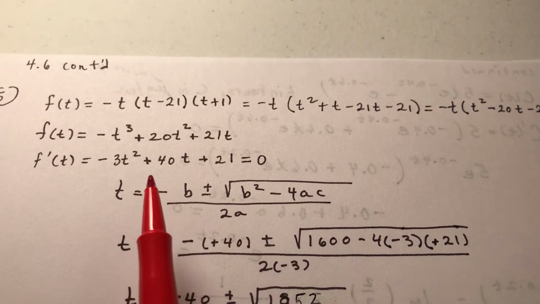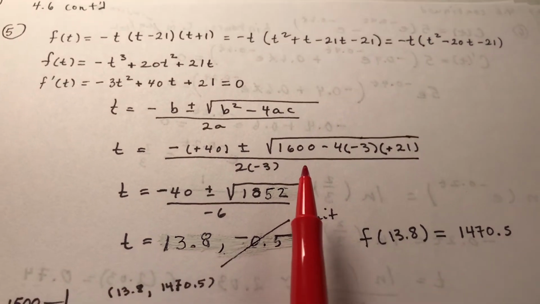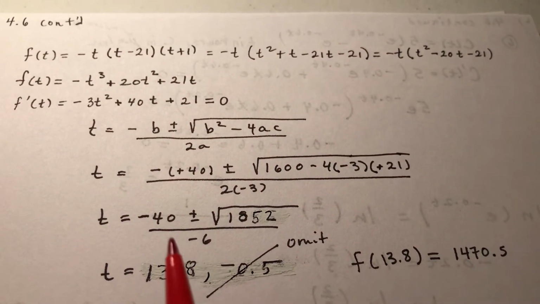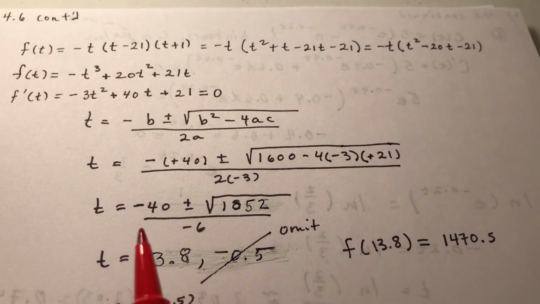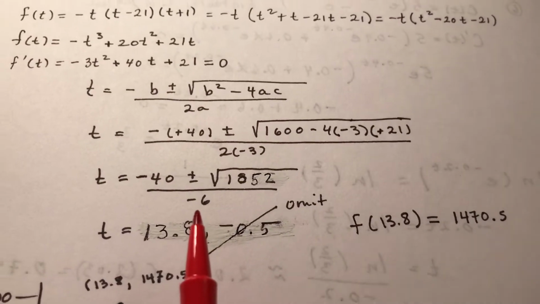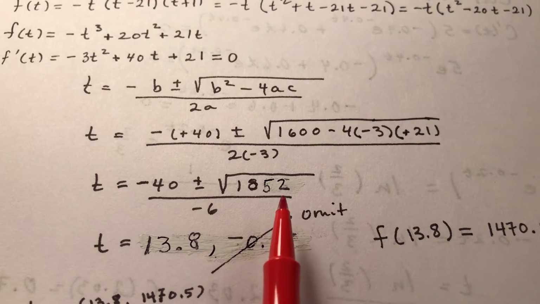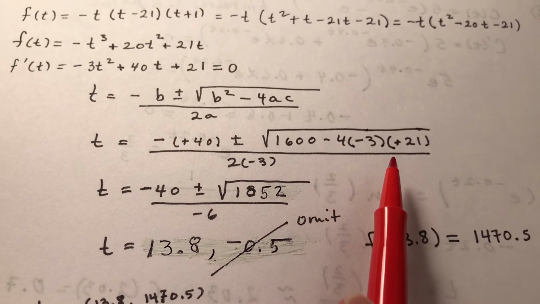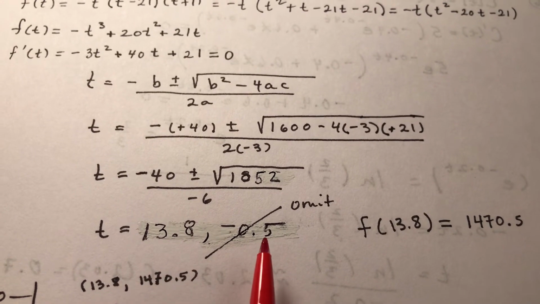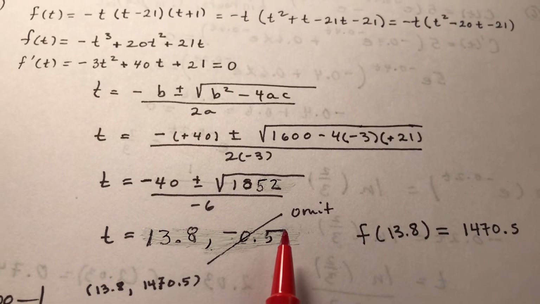You're familiar with that. I put in my a, my b, and my c, and you need to pause this and try to do this on your own to see if you get the same values. Watching me do it does not necessarily mean you're capable of doing it. So I'm taking this to be negative 40 plus or minus the square root of 1852, which is what I got under here with my calculator. Then I did the plus and the minus and got 13.8, and I got negative 0.5. Now I'm going to omit this because this is time.